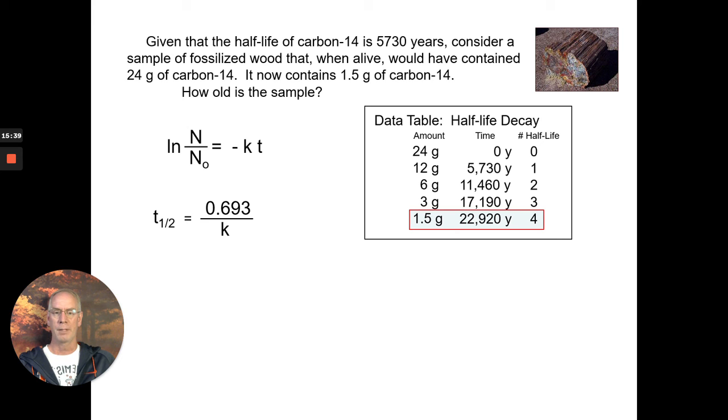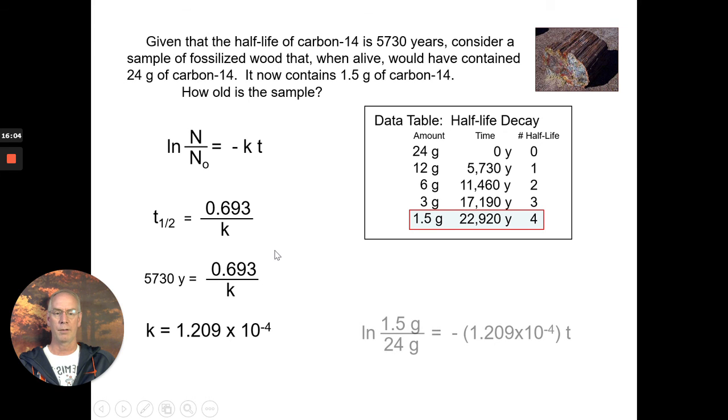Now, from here, we were told the half-life of this is 5,730 years. So I say that equals 0.693 over k. Solve for k by multiplying both sides by k, dividing both sides by 5730, and I get k to be 1.209 times 10 to the negative fourth. Now I know the value of k.